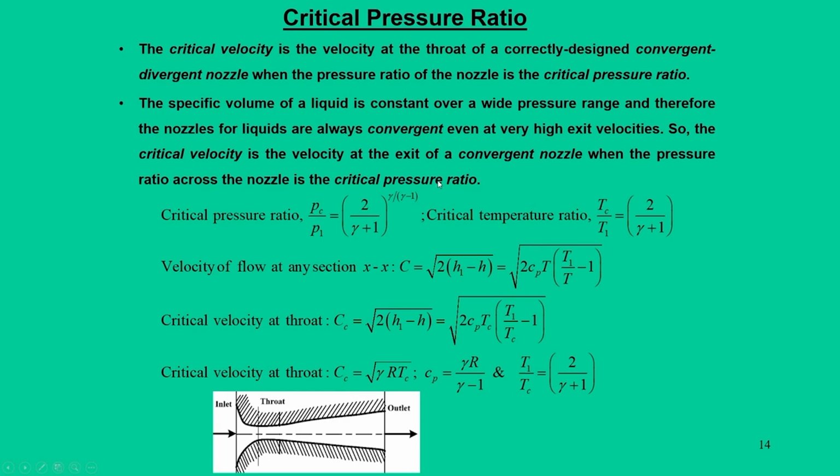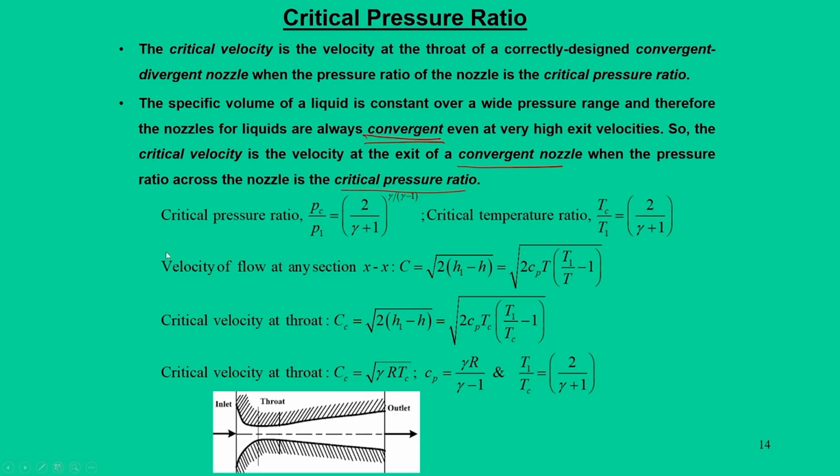Now, one of the main assumptions is that we are looking at a liquid, where the specific volume is constant over a wide range, so the nozzle for liquids is always a convergent one. Wherever we have minimum area, the flow is said to be at critical conditions. At high velocities, the critical velocity is the velocity at the exit of a convergent nozzle when the pressure ratio across the nozzle is at the critical pressure ratio. This is the basic definition for a convergent or convergent divergent nozzle.